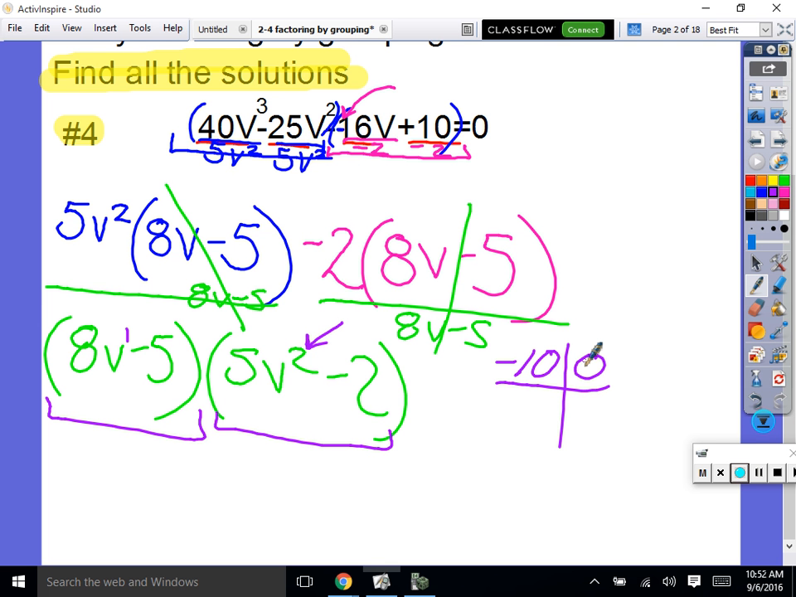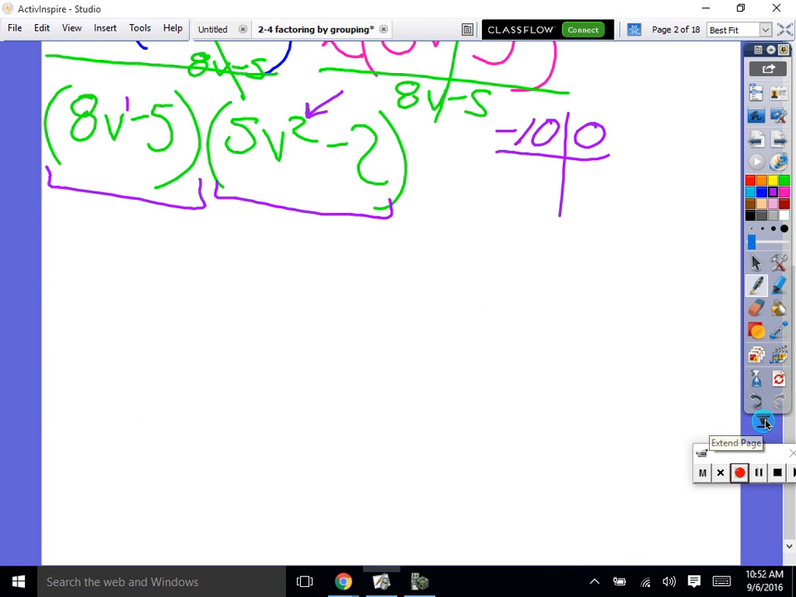So if I said factor, we'd be done, correct? Okay, sweet. So does everybody understand how to factor that? Now I'm going to take one step further. I'm not going to say factor, I'm going to say solve. So we would solve by factoring. So now can't we just set each of those equal to 0 and solve? Okay, so we have 8b minus 5 equals 0. We also have 5b squared minus 2 equals 0. Let's solve for b in each case.